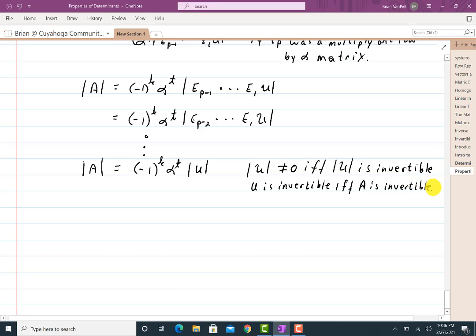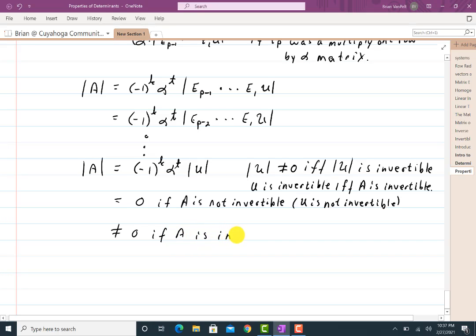So when it comes to invertibility, U tells us what's going to happen. So this will equal 0. That'll equal 0 if A is not invertible because U is not invertible. And does not equal 0 if A is invertible.